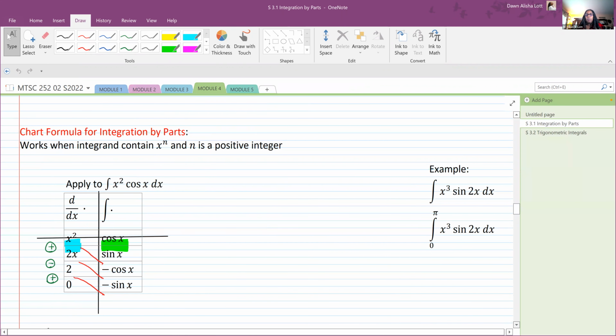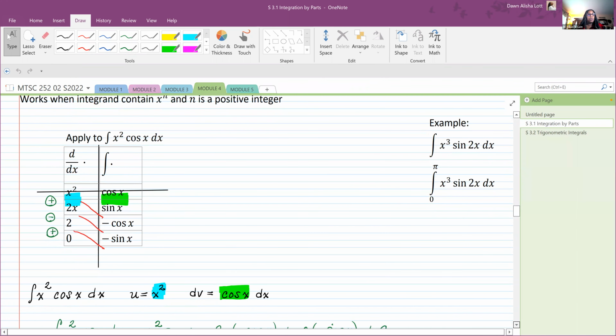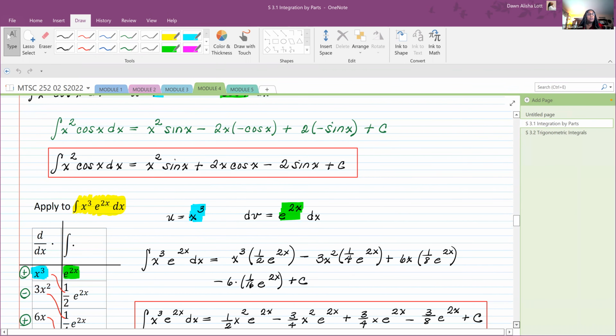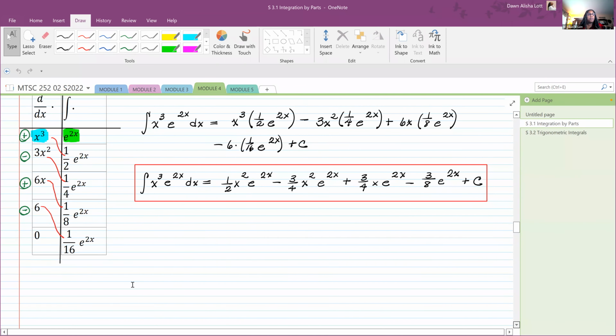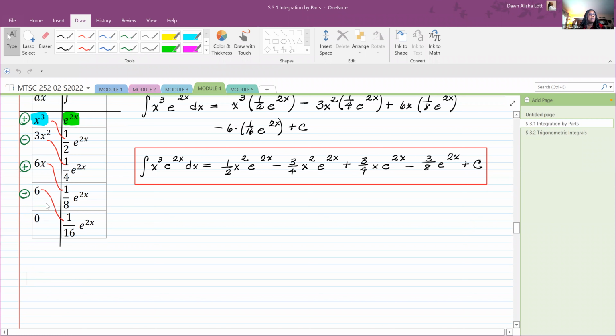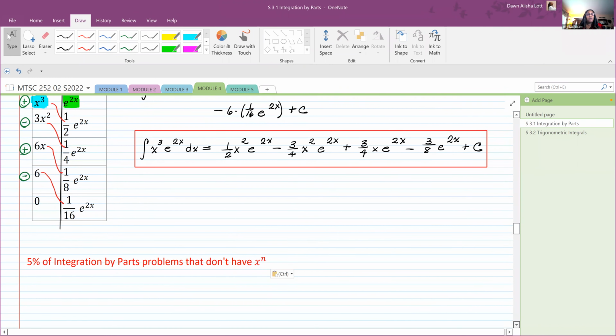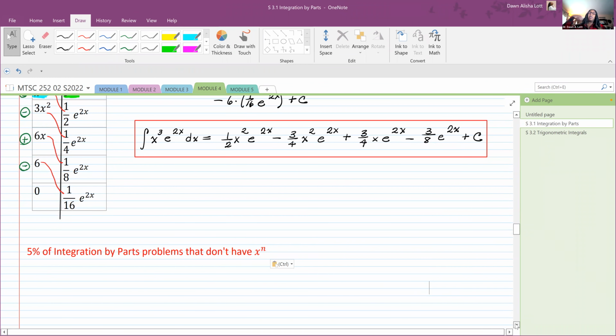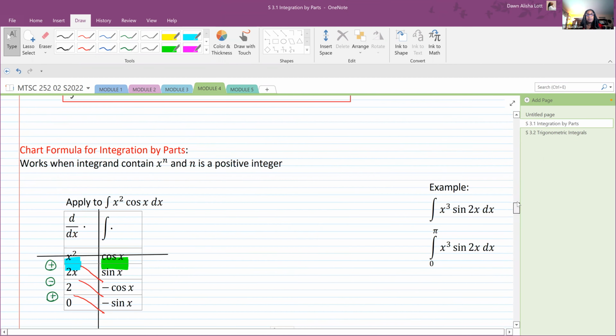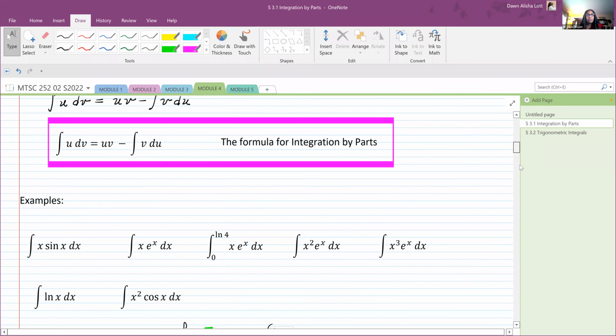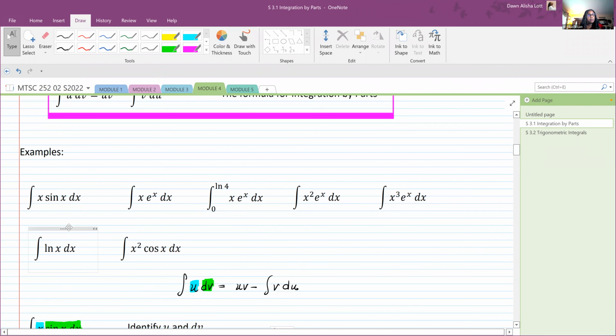All right, so most of the problems that you will see will look like x squared, x cubed, all powers of x inside this, but there's a 5% chance that many of the problems don't have x to the n. And when they don't, you can't say x cubed, 3x squared, 6, and just go down in the table and get 0. So that 5% of the problems that don't have x to the n are the ones where u is not so easy to find. So I'm going to go back and grab this one, because this is the one I want to do.